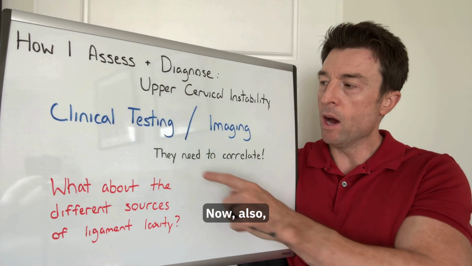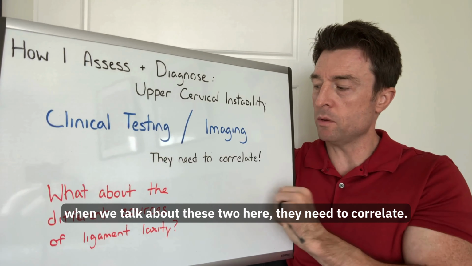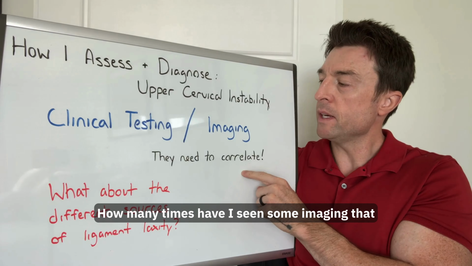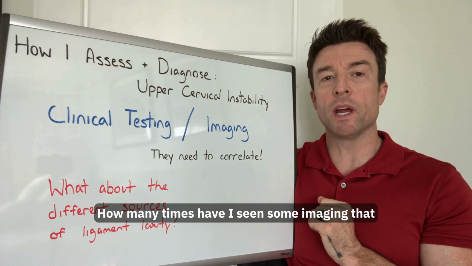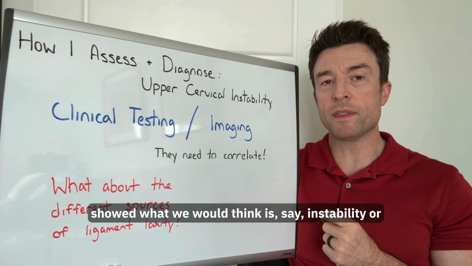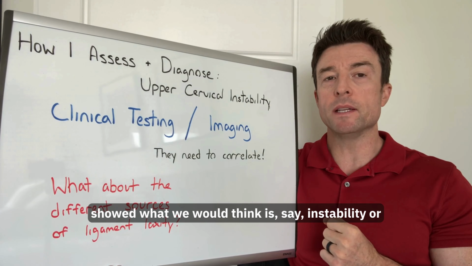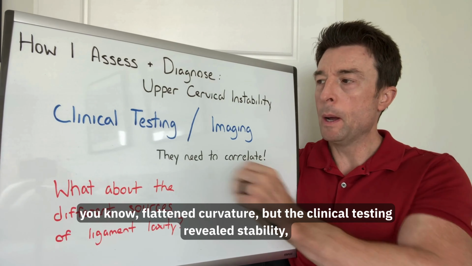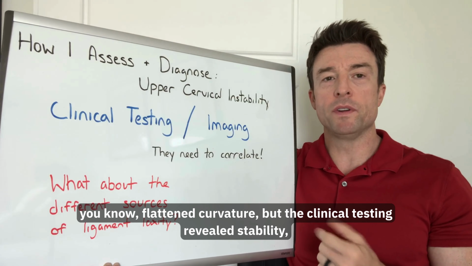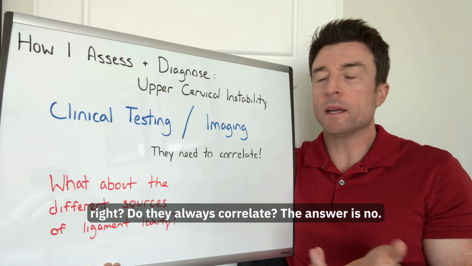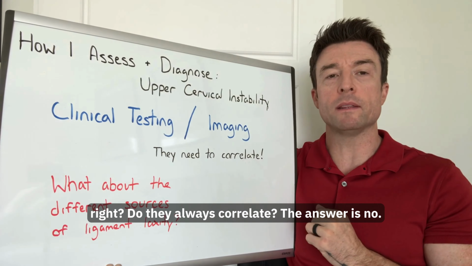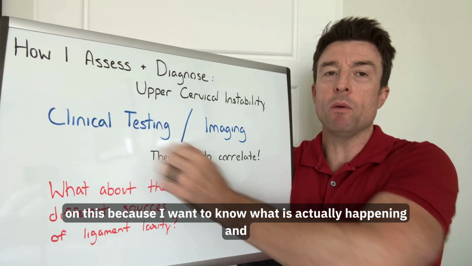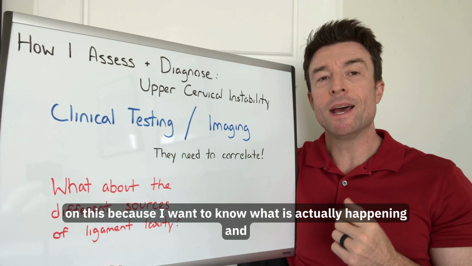is it just a C1 misalignment or is it upper cervical instability? Now, also when we talk about these two, they need to correlate. How many times have I seen some imaging that showed what we would think is, say, instability or something of that likeness, flattened curvature, but the clinical testing revealed stability? Do they always correlate? The answer is no. And that's why I rely more on clinical testing, because I want to know what is actually happening and sustaining.